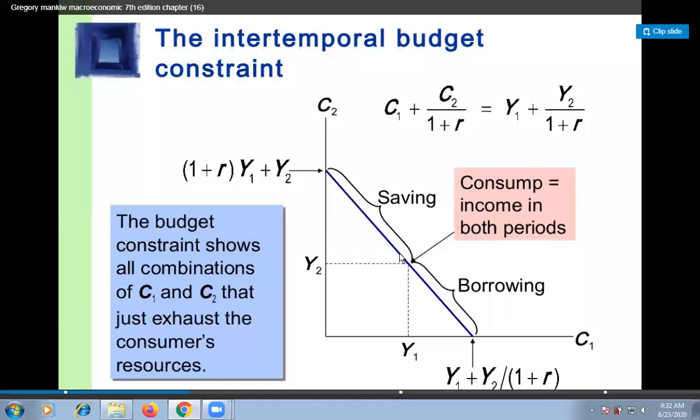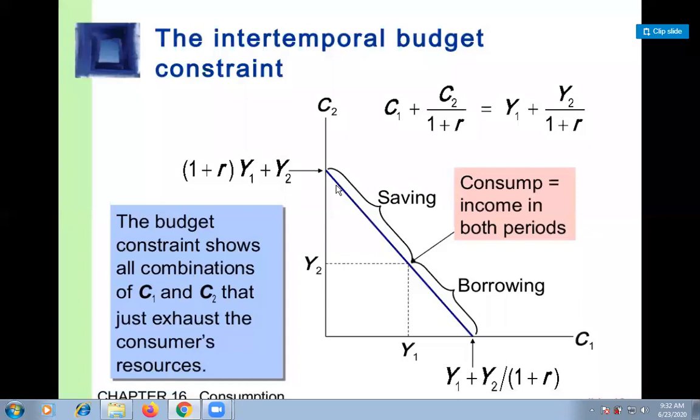Definitely when you move toward this, the consumer saves more, C2, more C2, and less C1, less C1. It means due to high interest rate in future.